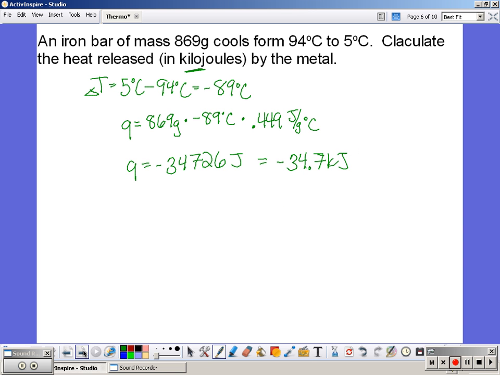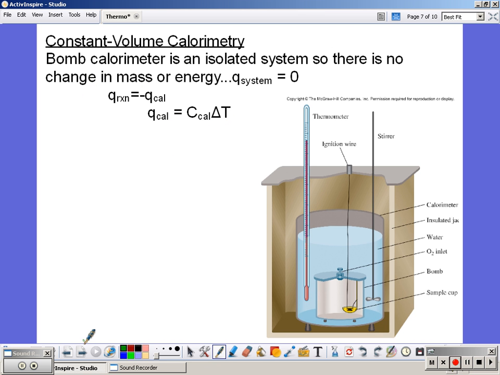A constant volume calorimeter is a bomb calorimeter. It's an isolated system where there is no change in mass or energy. So Q of the system has to equal 0. So that means the heat released by the reaction is equal to the negative heat of the calorimeter. The heat of the calorimeter is equal to the heat capacity of the calorimeter times the change in temperature. And this shows a picture of what a bomb calorimeter looks like. We do not have bomb calorimeters at this school.